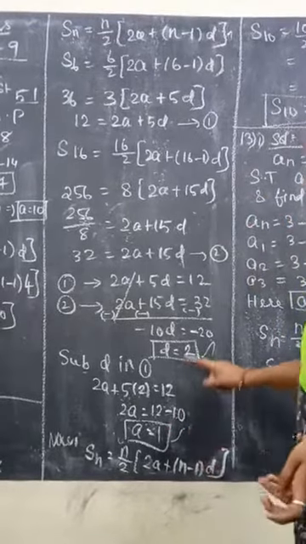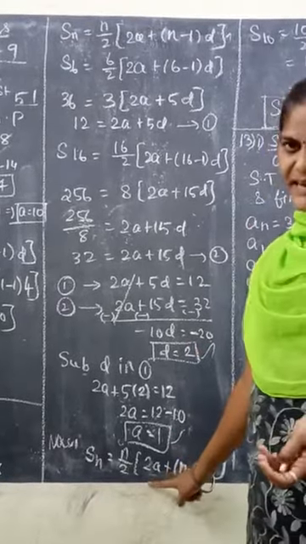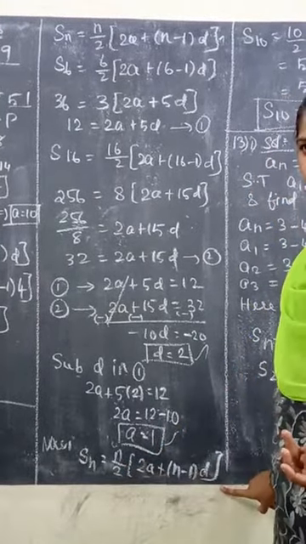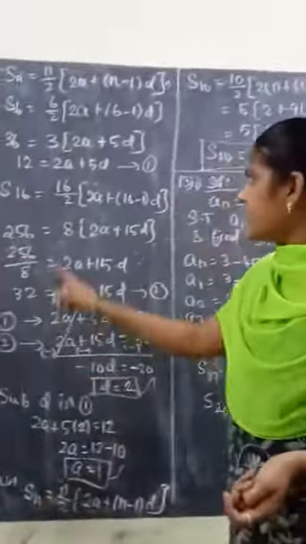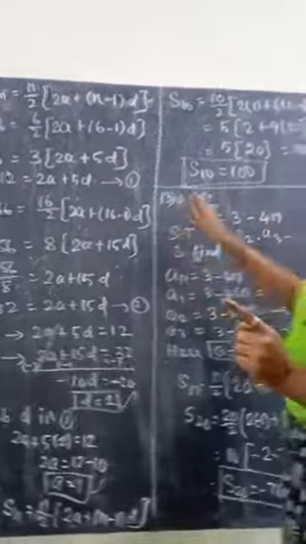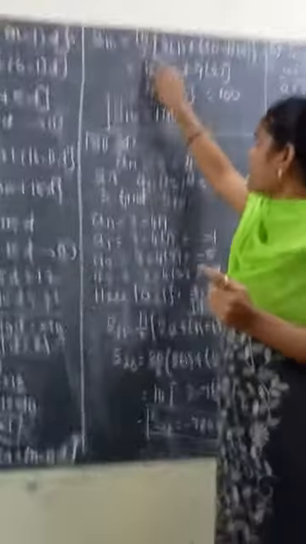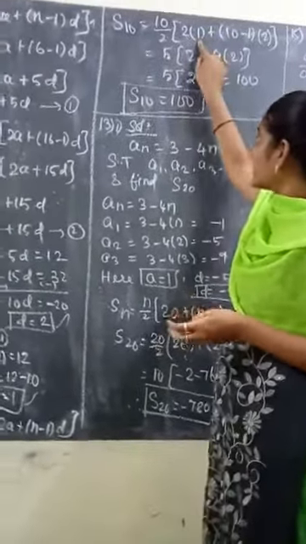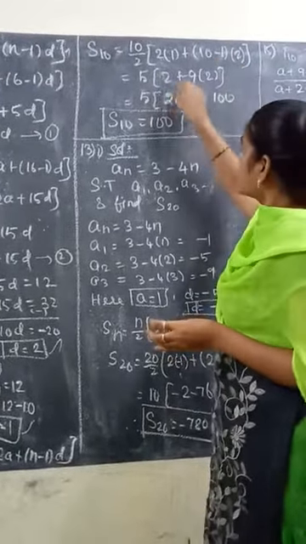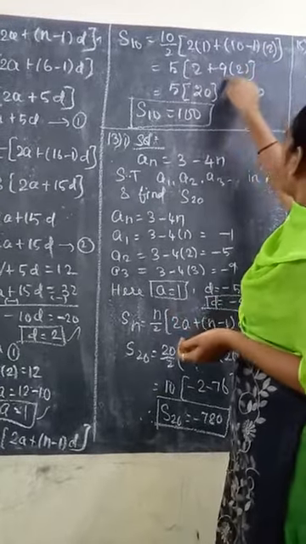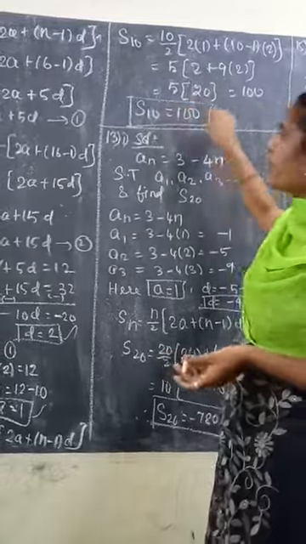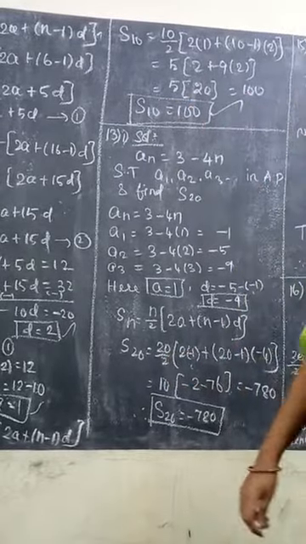Now we have the a value and d value. Now we are going to apply in the nth term formula. So Sn equal to n by 2 into 2a plus n minus 1 into d. What is n? They asked to find S10, so n equal to 10. So S10 equal to 10 by 2 into 2 into a value is 1 plus n value is 10 minus 1, d value is 2. So 2 into 1 is 2, 10 minus 1 is 9 into 2. 9 twos are 18, 18 plus 2 is 20, 20 into 5 is 100. So S10 is 100.